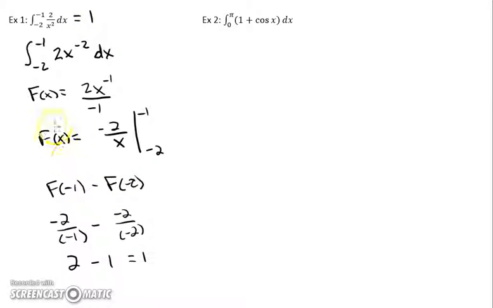So all we're doing is we're finding our antiderivative. We're going to evaluate it from a to b, which means we're going to do F of b minus F of a, like our fundamental theorem of calculus tells us to do.